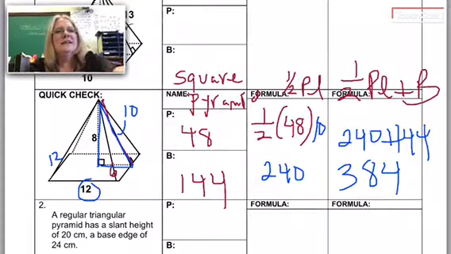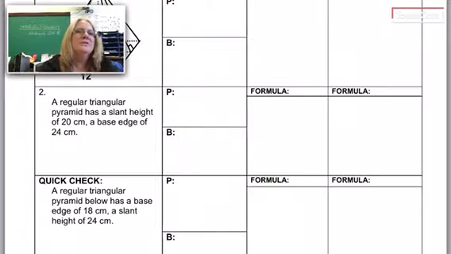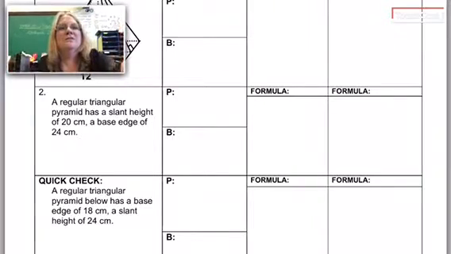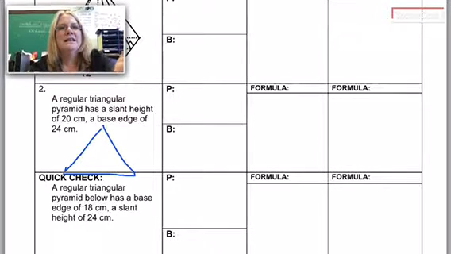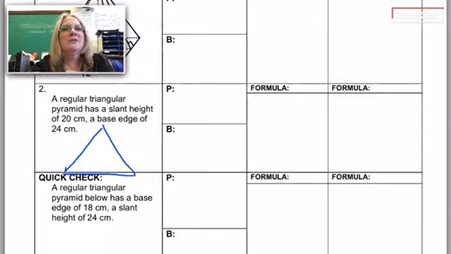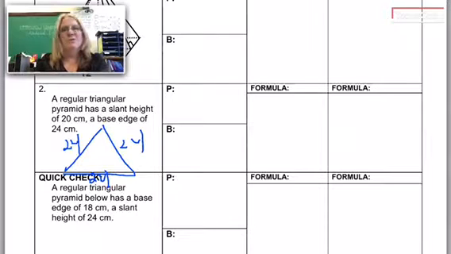Okay, the next one, they don't give us a picture, and it's a little hard for me to draw that picture. So what I usually do is a triangular pyramid, so I know the base is a triangle. So that's really what I need to be looking at, is the base. And then it's going to have a slant height of 20 and a base edge of 24. Okay, so a regular triangle means all the sides are the same, and if the base edges are 24, these are all 24, and so the perimeter of the base is simply 24 times 3, which is 72.